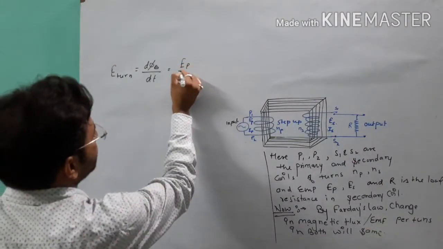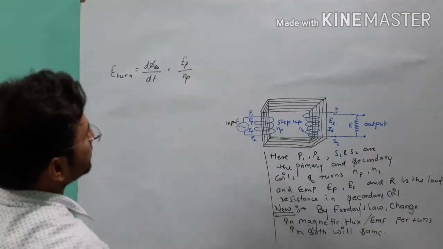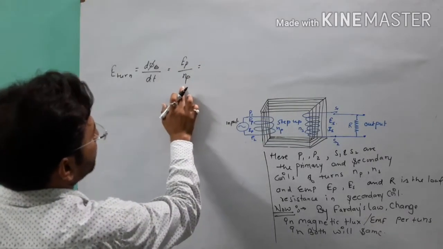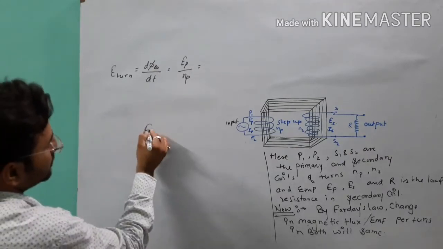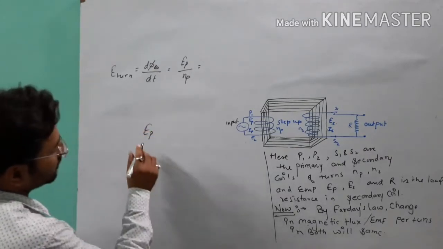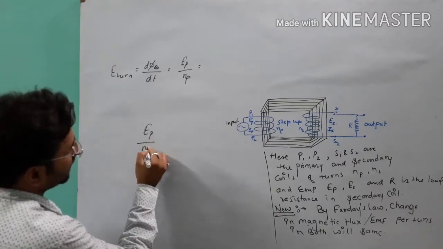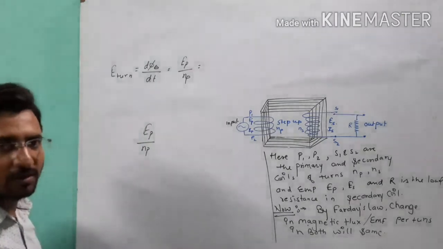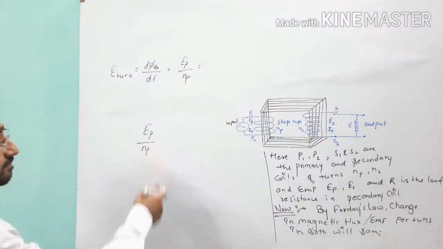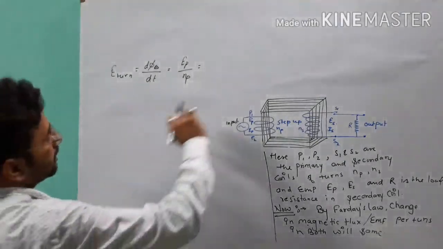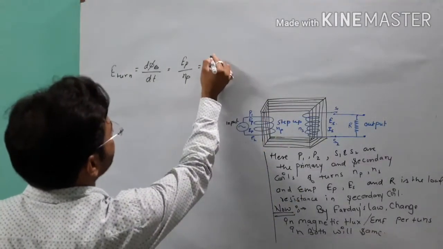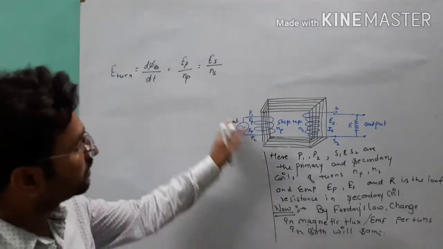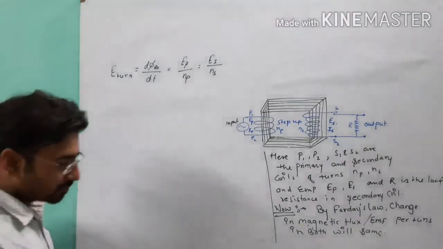So here we can write EP over NP. This is the EMF in the primary coil in a single turn, means per unit turn. The total number of turns is NP, and when the EMF of the primary coil is divided by NP, it will be called the EMF per turn. Similarly, ES over NS. By using Faraday's law, we can see that the EMF per turn will be the same in both coils.